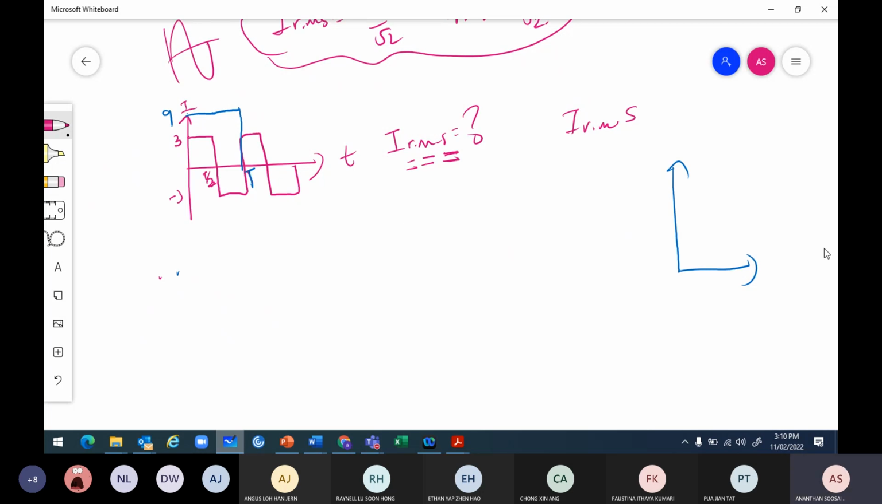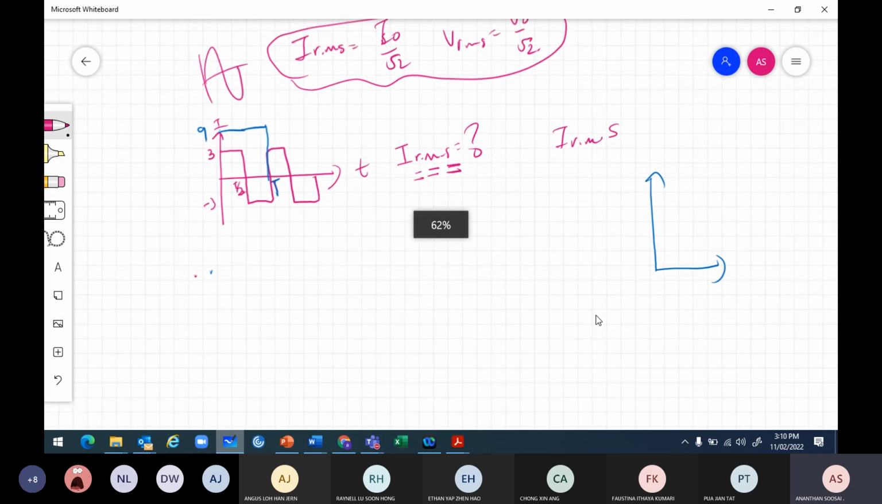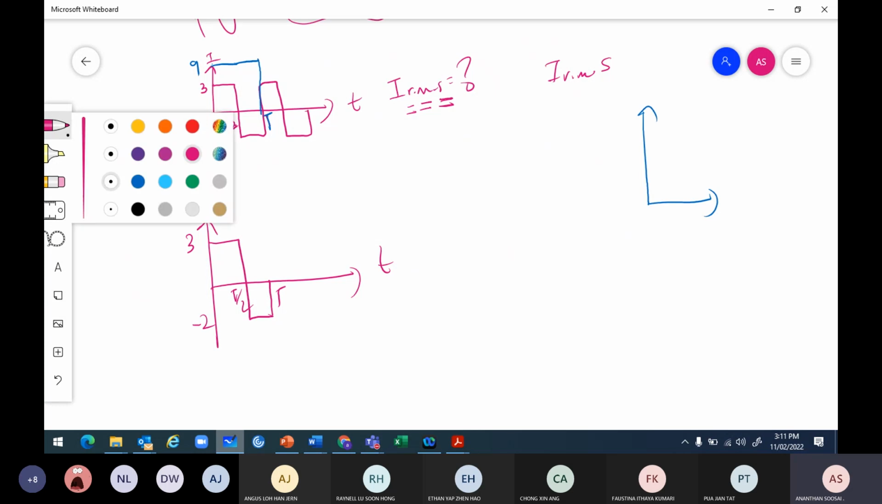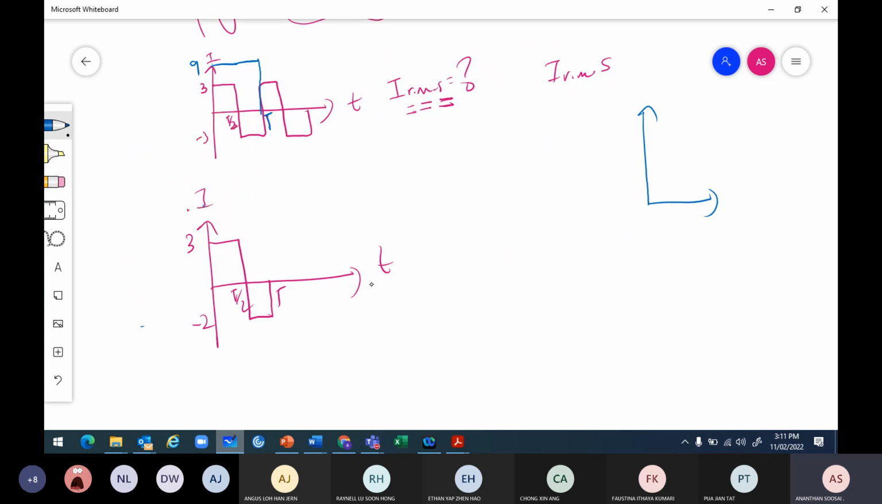Okay, guys, I think this is not good because I'm giving 3, negative 3, and I can't show you the differences. Let me show you another one. Up is 3, but down is negative 2. 3, negative 2. This is AC, and this is T over 2, this is T. I want to find the RMS for this. This is better. So first, how do you find the RMS?